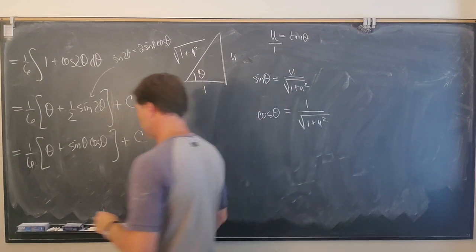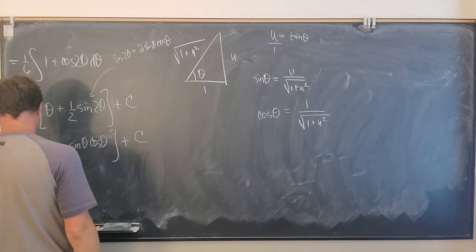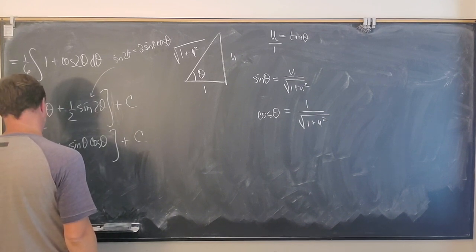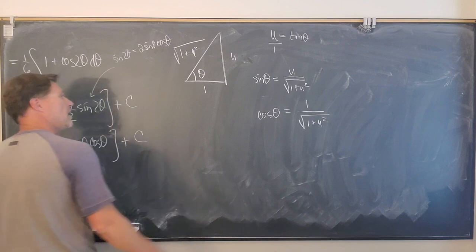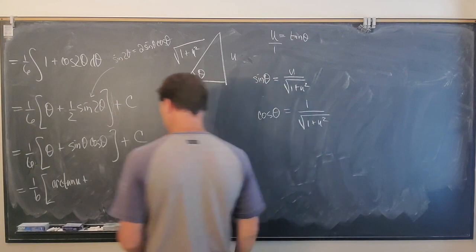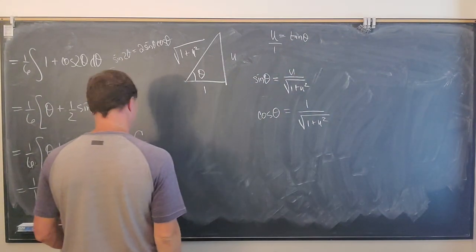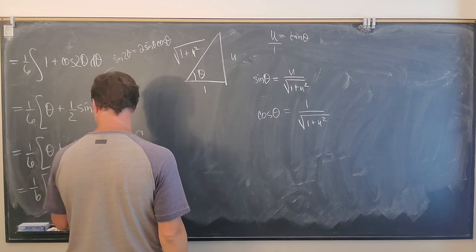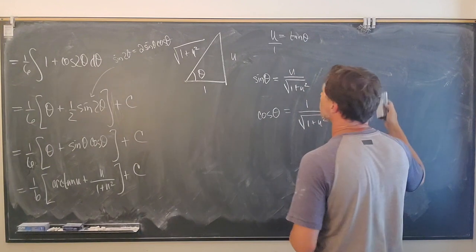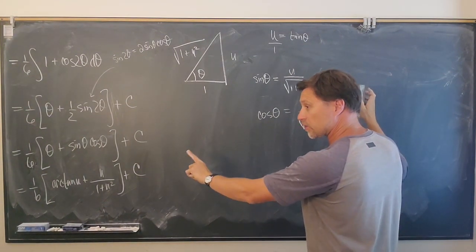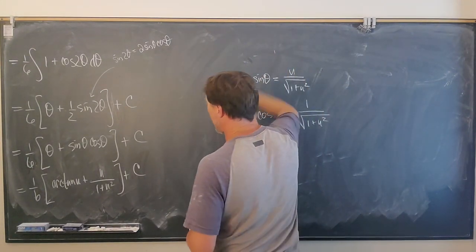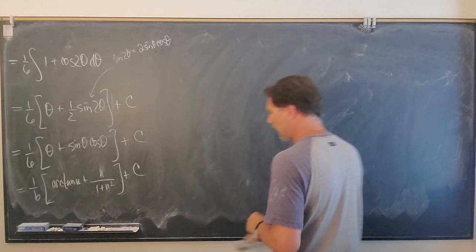So when we finish this off, what we have is a 1/6 times, well, theta is arctangent of u, so we get arctan u plus sine theta times cosine theta, which is the product of these two, so that will be u over 1 plus u squared, plus C. Now I'm almost done. We've got the answer in terms of u. We need it in terms of x, and we had u equals 3x. So everywhere I see a u, I'm going to replace it with 3x, and then we'll be done.